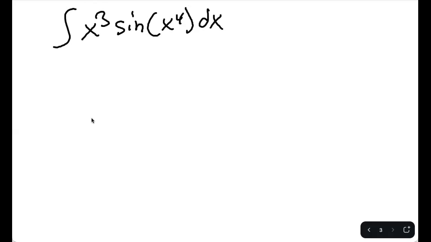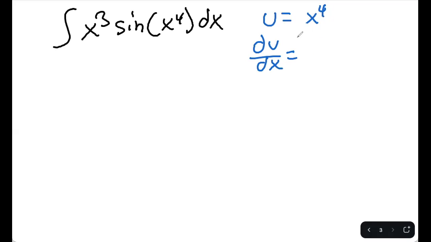Any idea how to do this integral? This is tricky. The x to the fourth is in brackets, so would I maybe make that the u? Probably, that's a good idea. So then we have to figure out the d stuff. What is the derivative here?